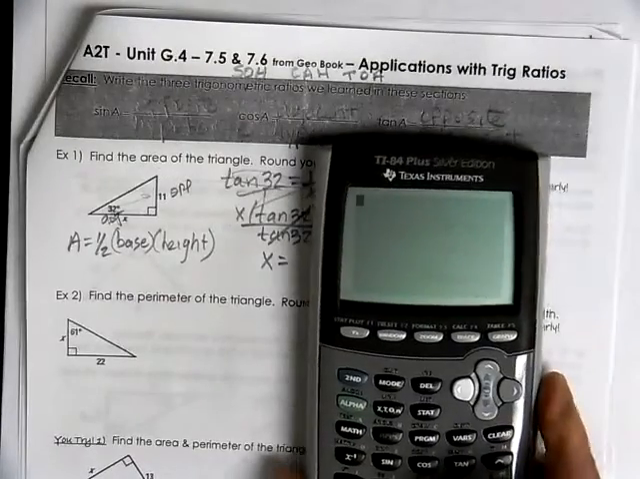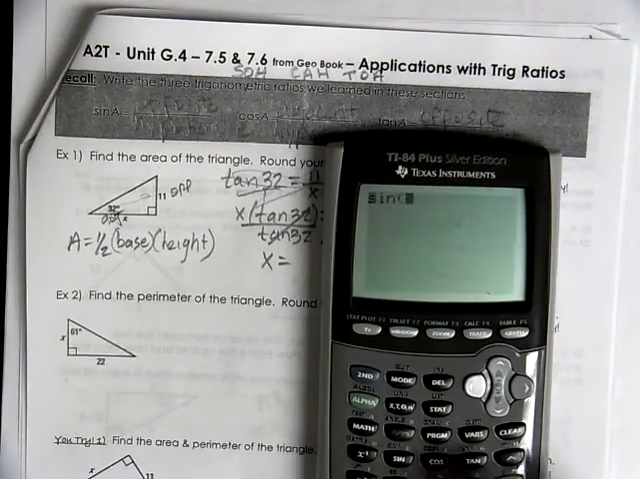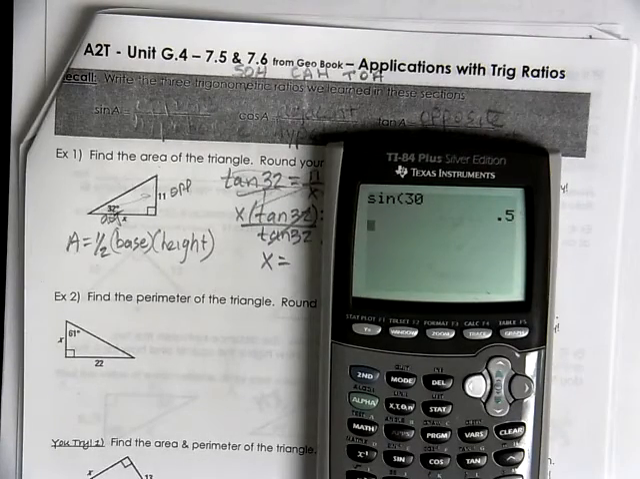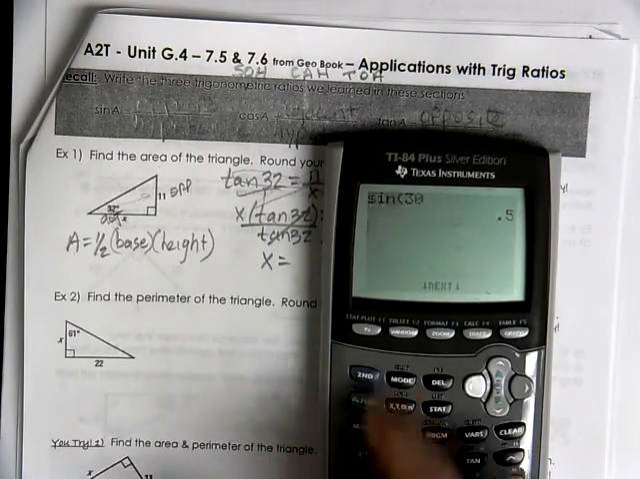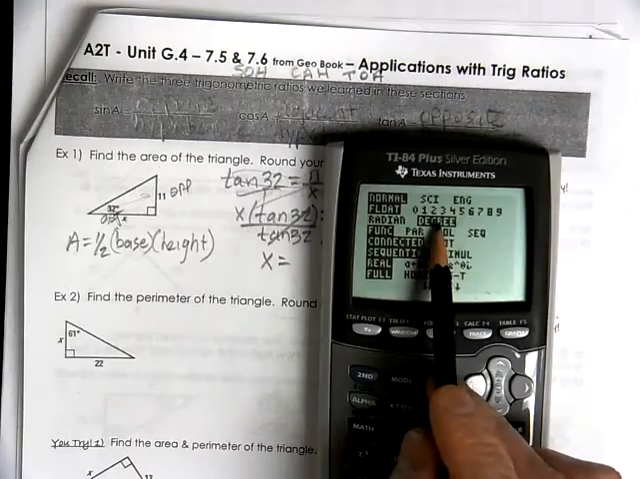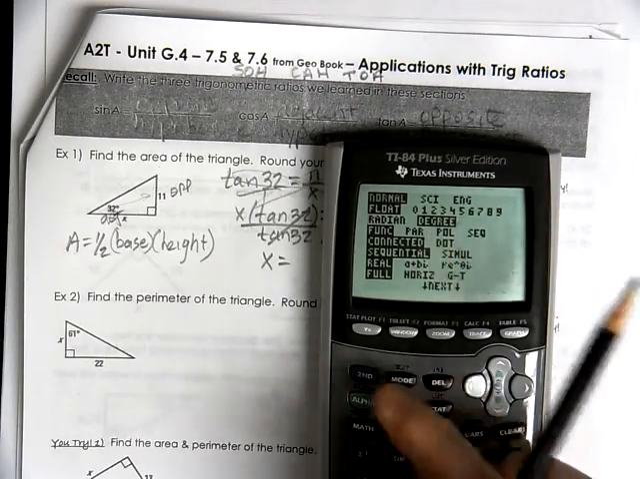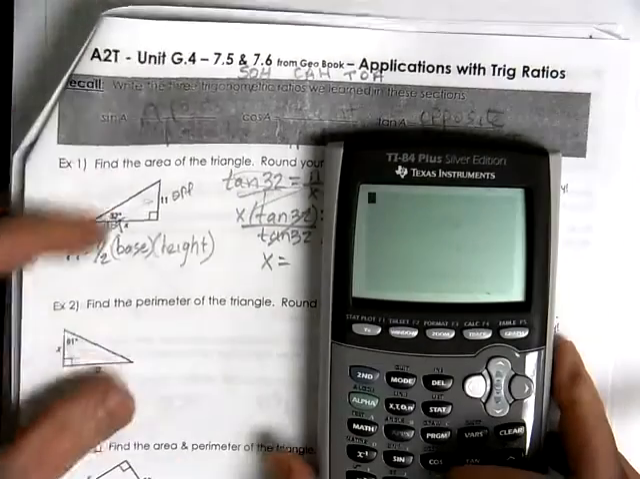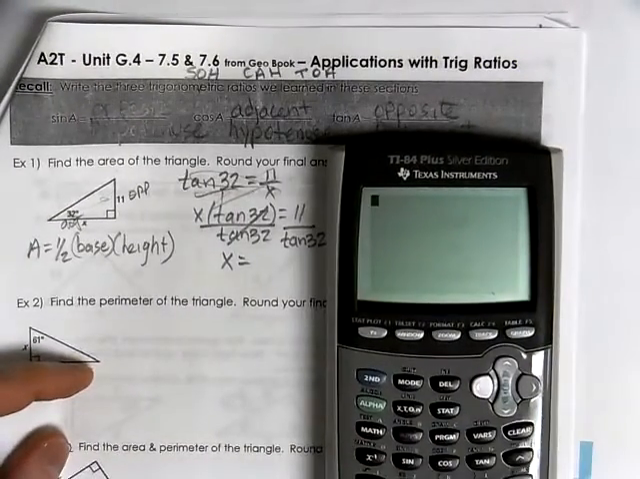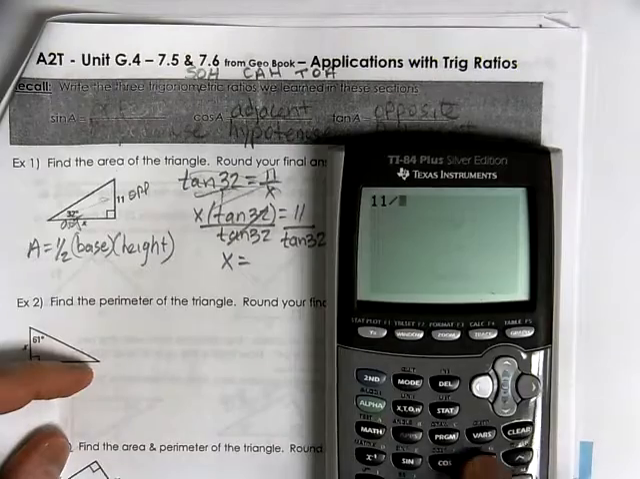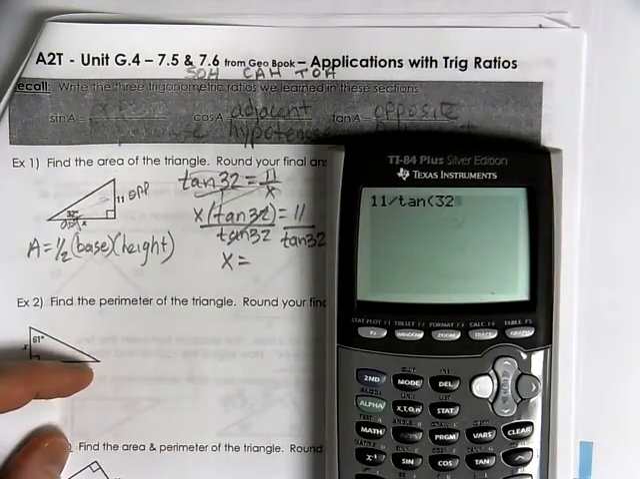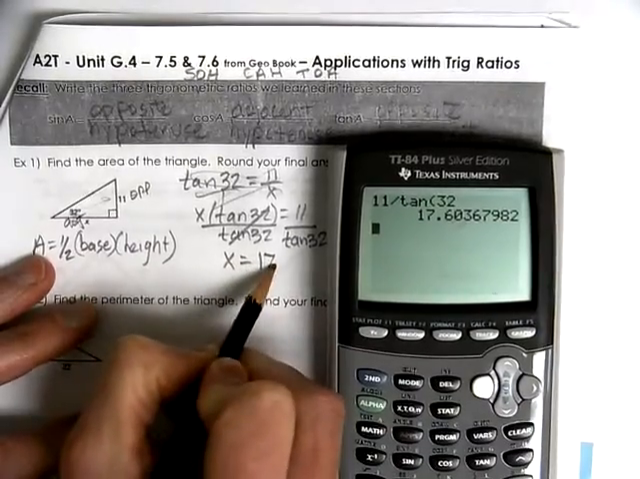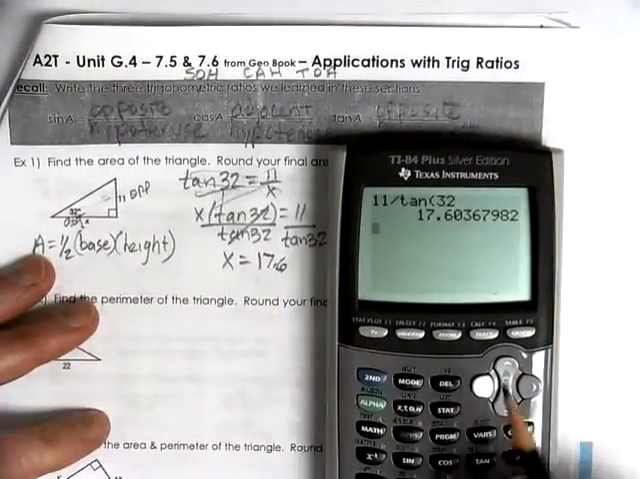You need to be sure you're in degree mode. Sine of 30 degrees should be 0.5. That'll show you if you're in degree mode or not. In mode, you've got to be sure you're highlighted in degree if you're using a graphing calculator. So we did 11 divided by the cosine of 32. And that should give you 17.6.